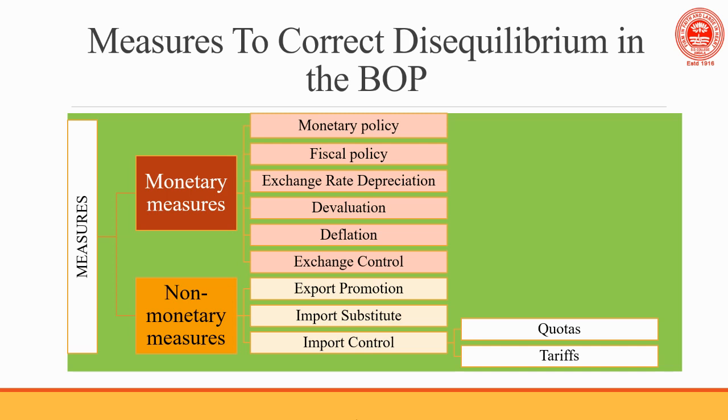So these were some of the monetary and non-monetary measures that can be used for correcting the disequilibrium in the balance of payments. But it certainly depends upon what type of disequilibrium is prevailing in a particular nation, and depending upon the situation, a few of these monetary or non-monetary measures can be adopted for improving the situation of a particular country. So this was about the different measures for correcting disequilibrium in the balance of payments.